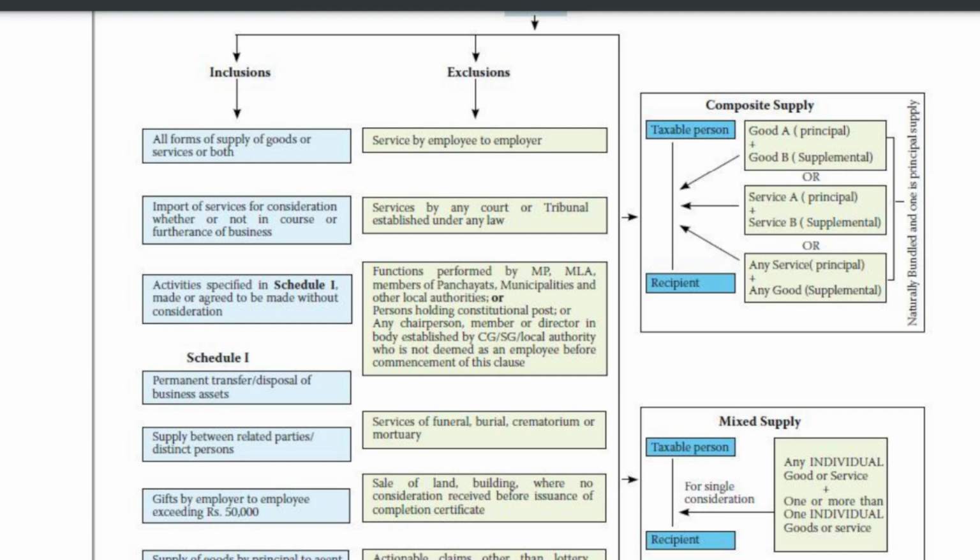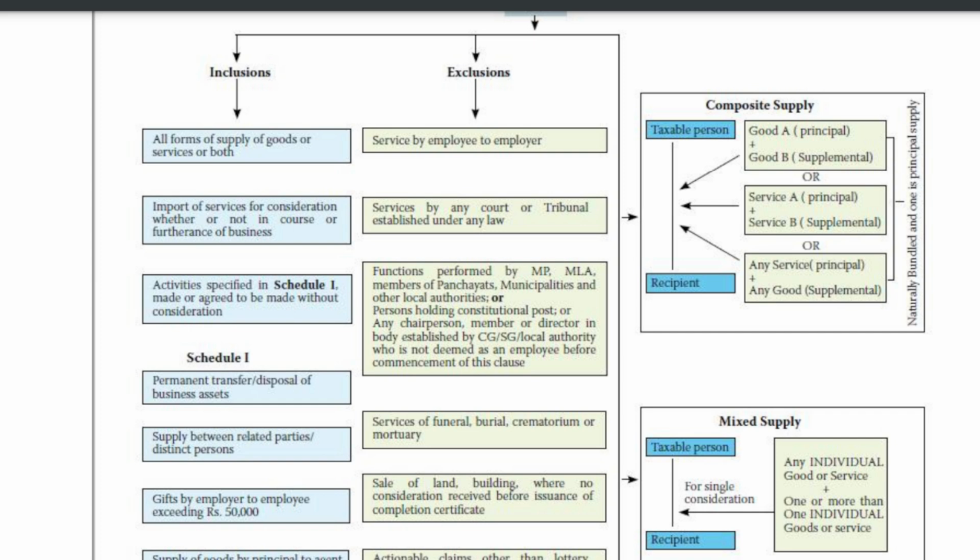Now we will understand here. The question arises under which rate GST is applicable. So we have to decode first whether it is goods or a service. Once we decide that it is goods, then we have to see the HSN code, and if it is a service, we have to see the SAC code, and then the relevant GST rate has to be applied.